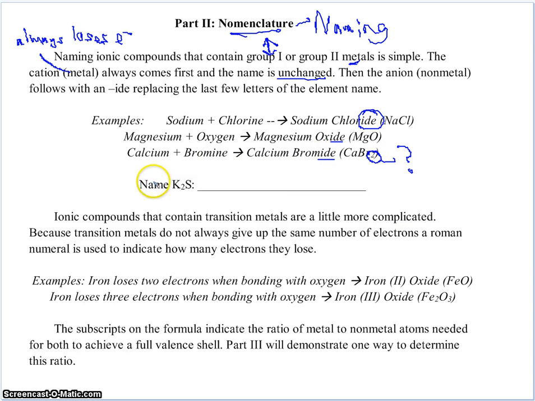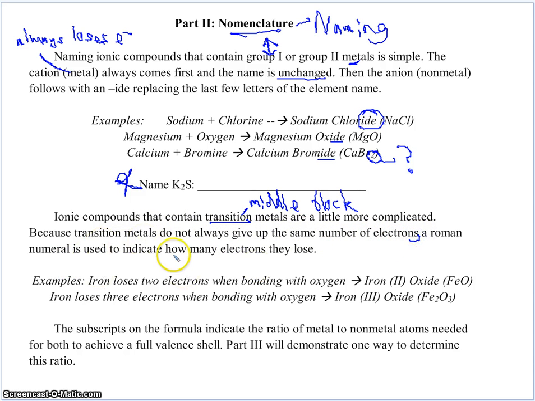Okay, so this one you should be able to do. Give it a try. Let's keep reading. Ionic compounds that contain transition metals are a little more complicated. Transition metals, I remember that's the middle block, because transition metals do not always give up the same number of electrons.